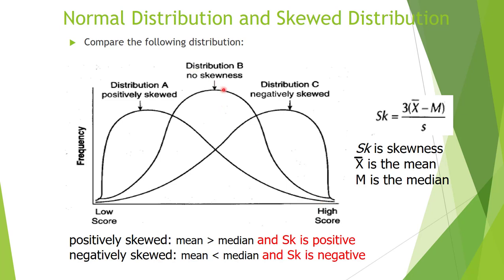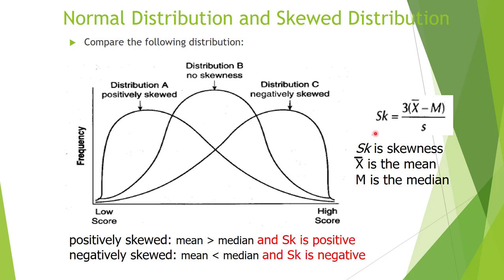It is symmetrical, which means it's not skewed. So if a distribution is skewed, like this one and this one, it means what? It's not symmetrical.